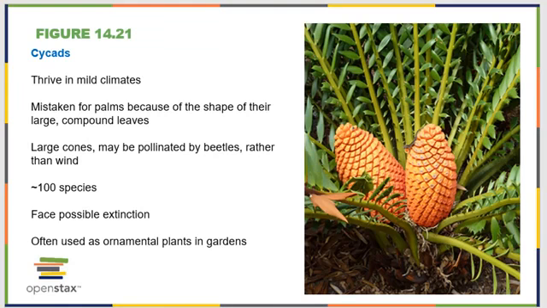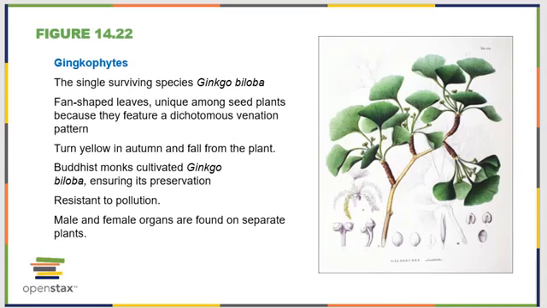There's about 100 species of these, but they're facing possible extinction even though they've been around since the time of the dinosaurs. And that's because we tend to use them as ornamental plants in gardens, and you don't necessarily have enough of them for them to reproduce with one another, or just a whole variety of issues have come up to stop their reproduction. The third group of gymnosperms are the ginkgophytes.